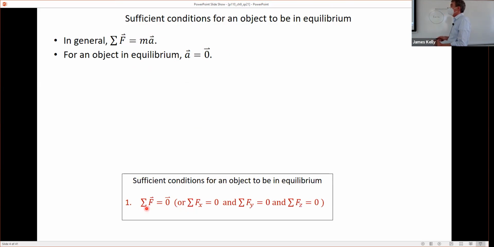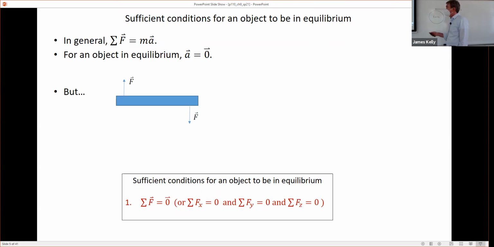And so one condition is that the sum of the forces has to be 0. And when I say the sum of the forces has to be 0, that means the x components have to add to 0, the y components have to add to 0, and the z components, if there is such a thing in your problem, have to add to 0 too. That's what it means for the sum of the force vectors to be the 0 vector.